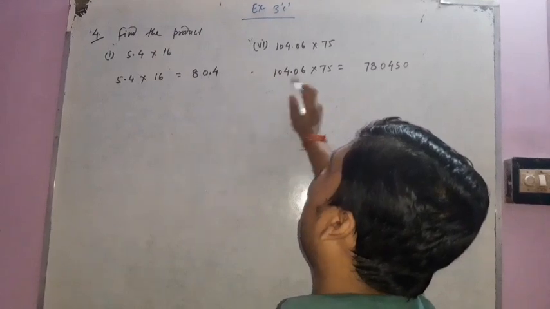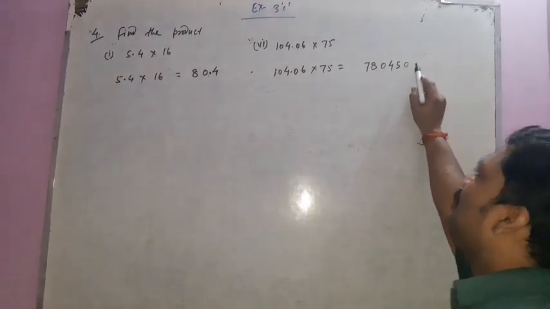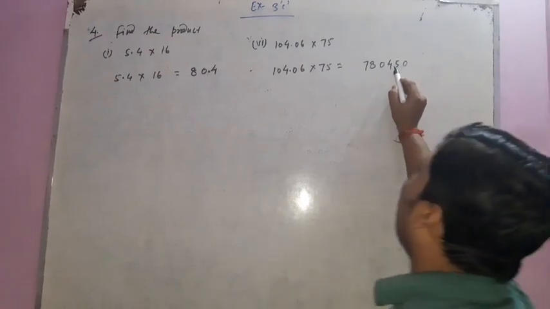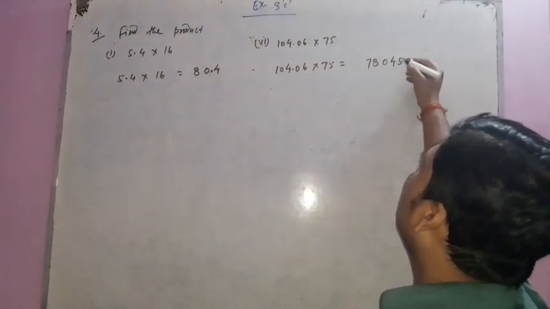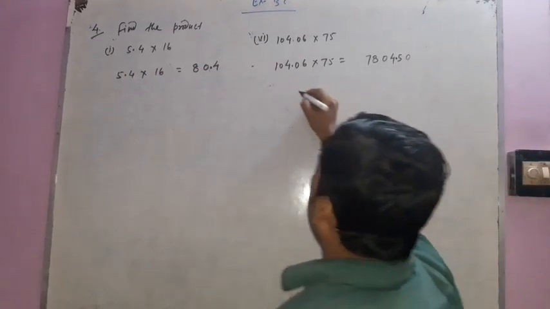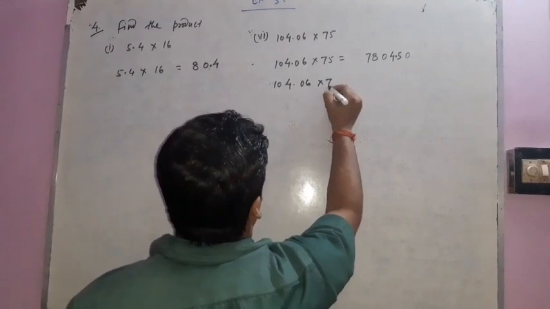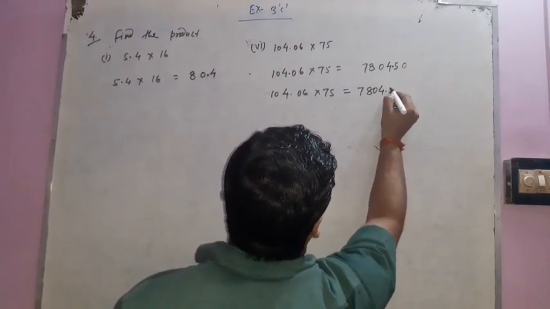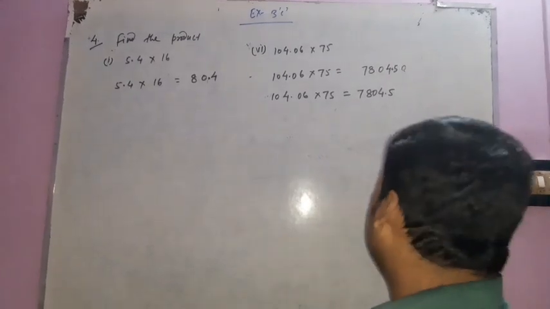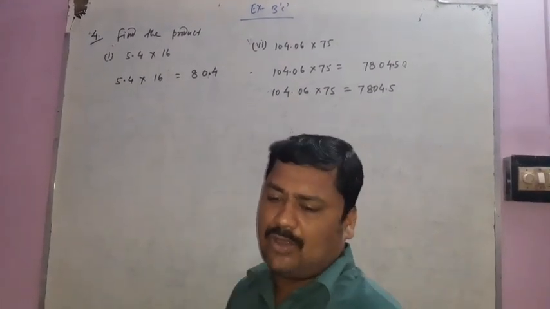Now after the decimal, how many digits are possible here? 2. So in this number, we have to place the decimal in such a way that after the decimal only 2 digits are possible. So we place the decimal here. So the product of 104.06 with 75 is 7804.5. The last 0 is not necessary to write. In the same way, you have to solve question number 5.